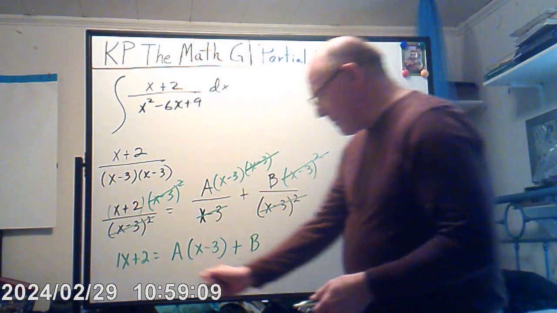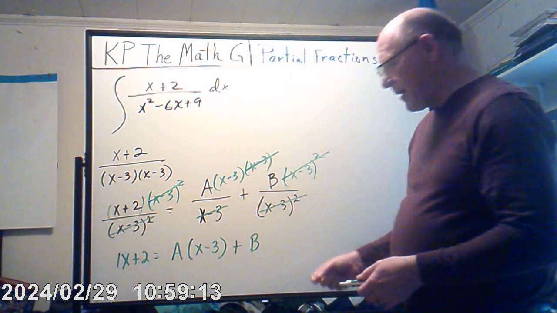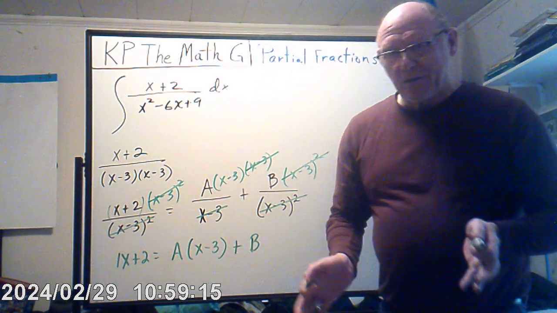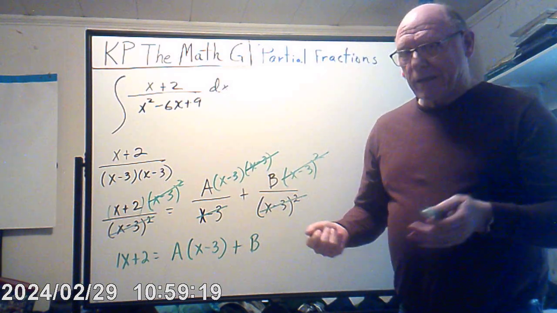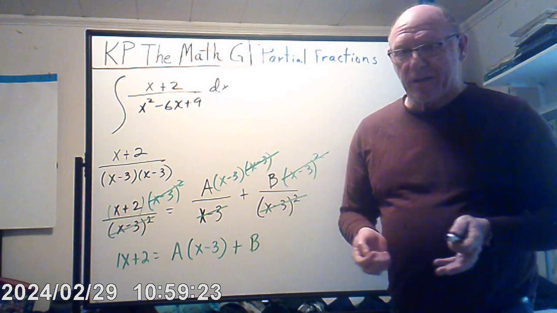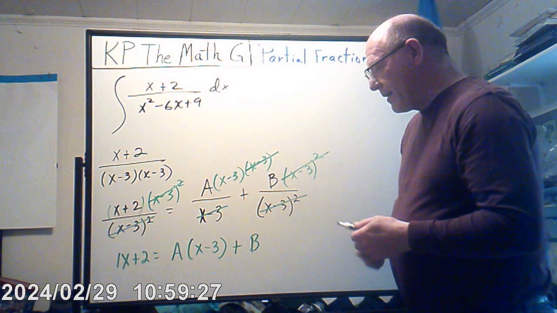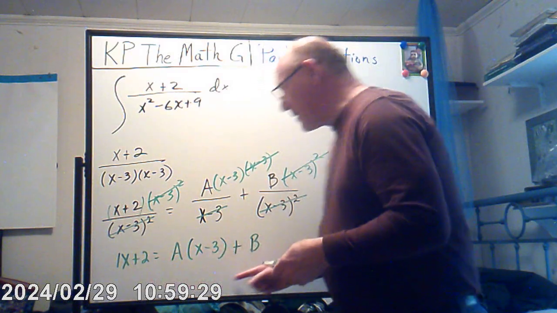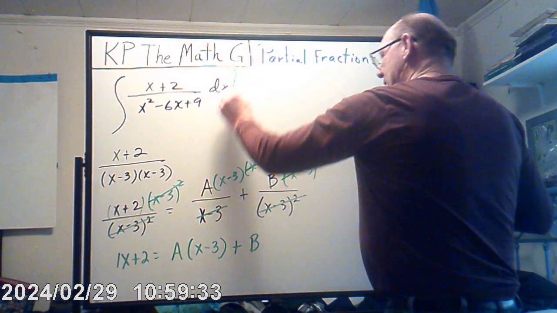Now, I could multiply A times x, A times 3, and set up a system of equations. I'm going to try to show you how to do this without doing a system of equations. Sometimes it's better to do a system of equations because you can see the answers really quickly, but this is okay here. Now let's put it up here where we can work with it just a little bit.